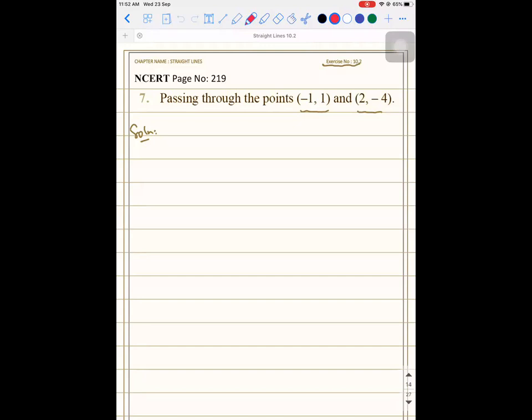How do you solve? So it is which form? It's the two-point form, right? So what is the formula for the two-point form? y minus y1 is equal to (y2 minus y1) divided by (x2 minus x1) into (x minus x1). So y minus y1 is y plus 4, equal to y2 minus y1, which is -4 minus 1, divided by 2 minus of -1, into x minus of -1.